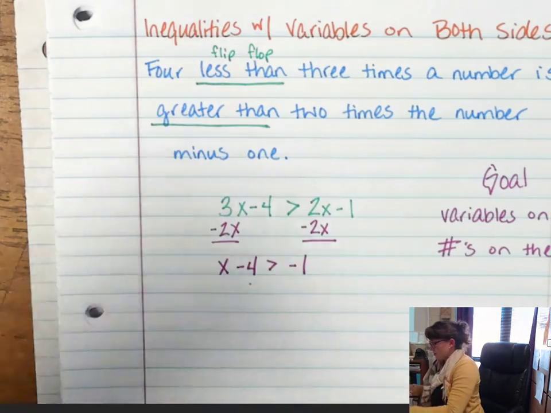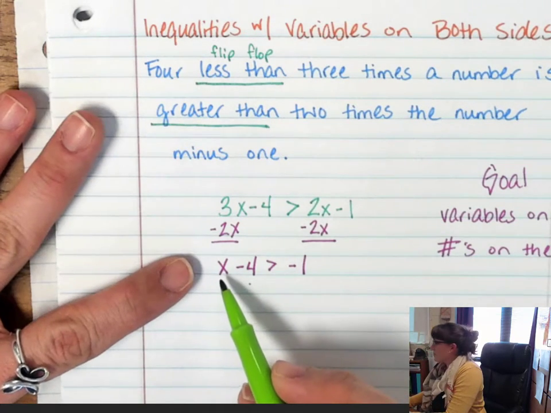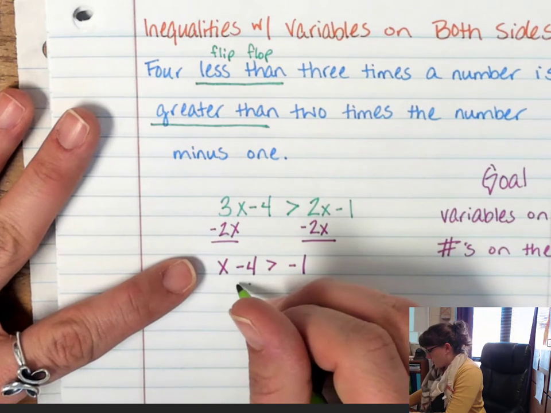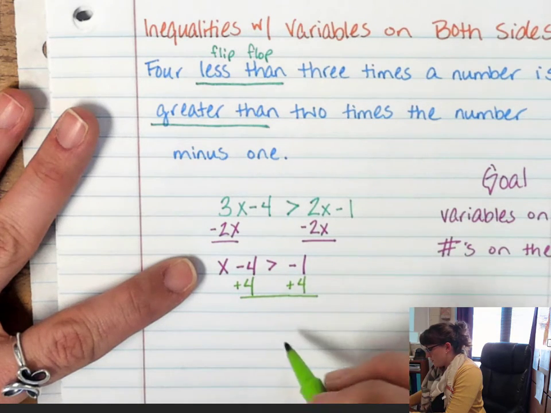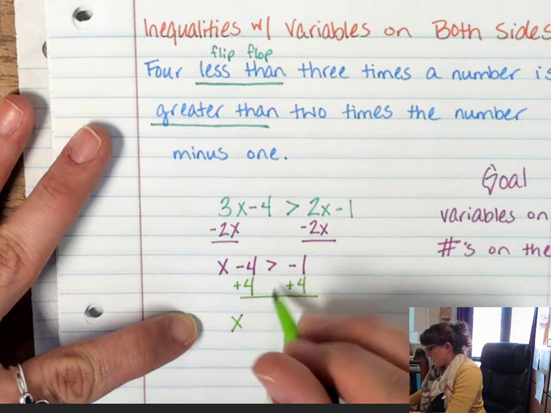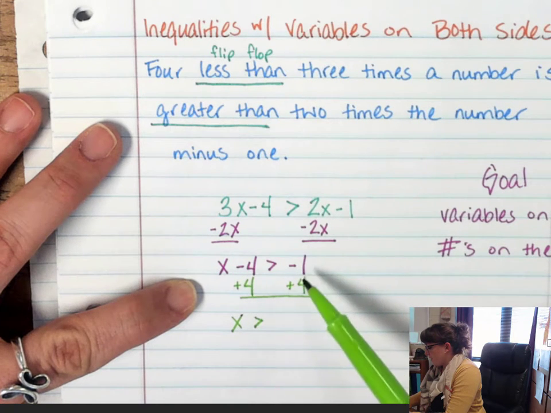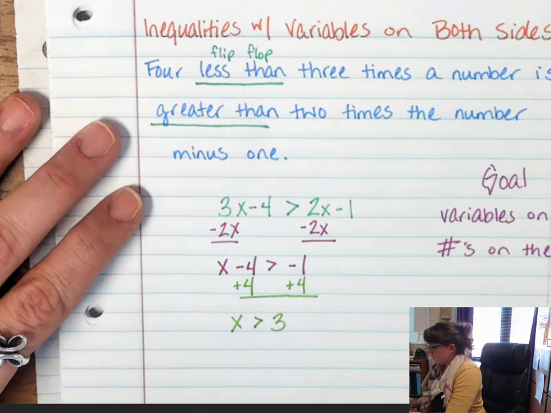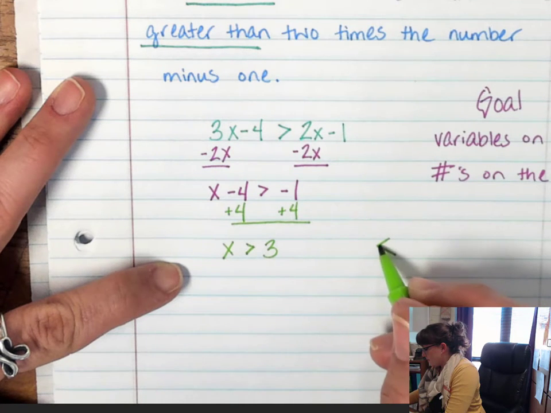Step 2. I don't want to say steps because, again, it could be very fluid. I need this x to be by itself. So what is the opposite of minusing 4? So I'm going to positive 4 or add 4 to both sides. So that leaves me just x. Did I divide by a negative? No. So I keep this sign. And then -1 plus 4, positive 3. So it's x is greater than 3.